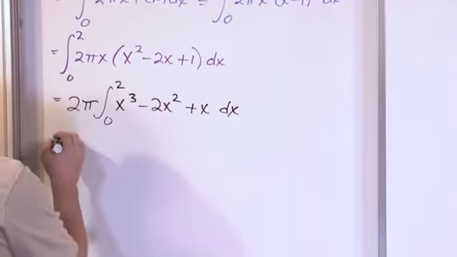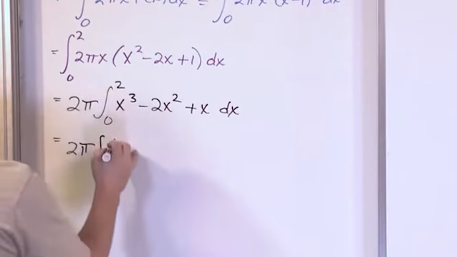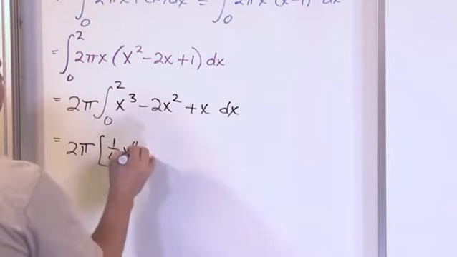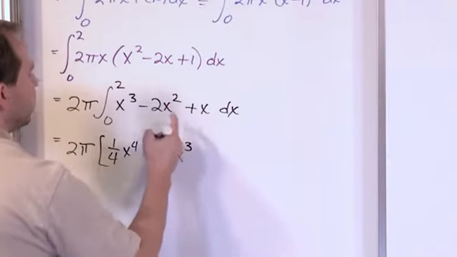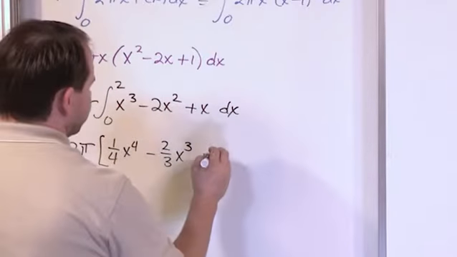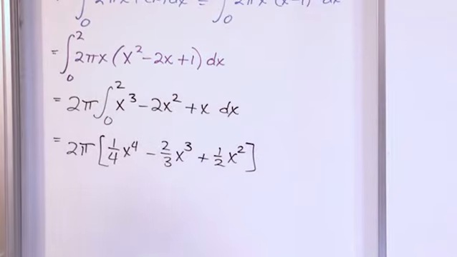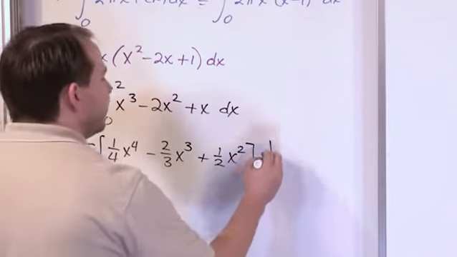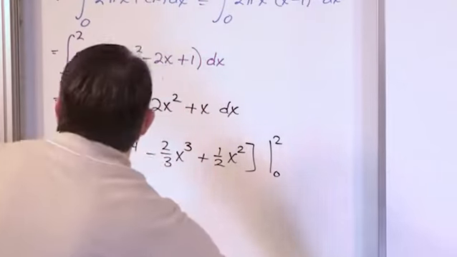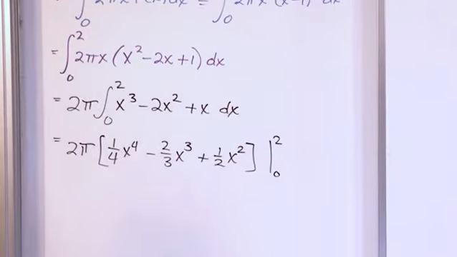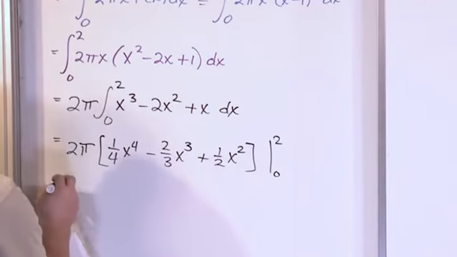So what we're going to have is 2 pi. Integral of this term is 1/4 x to the 4th, just exponent plus 1. Here we have 2/3 x to the 3rd, exponent plus 1, 1/2 x squared. Same story. And we're evaluating this at our limits of integration 0 up to 2. So, this has been pretty straightforward so far. We really don't have anything else we can truly simplify, so let's just go and crank through it.